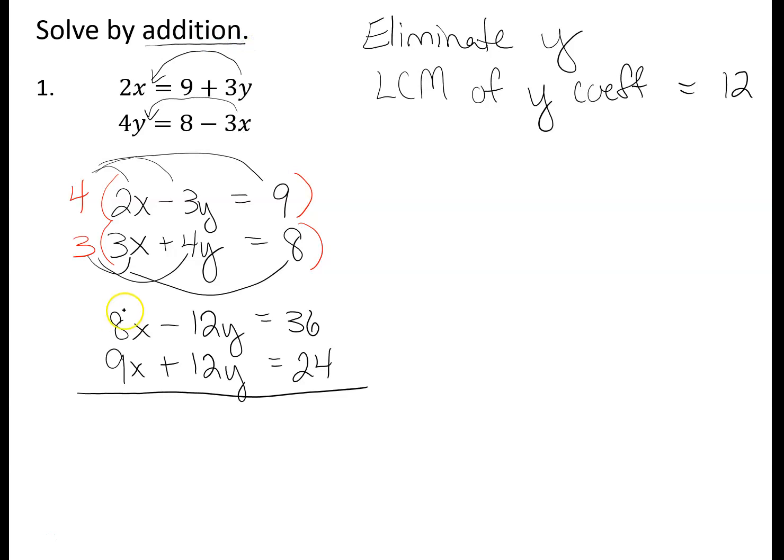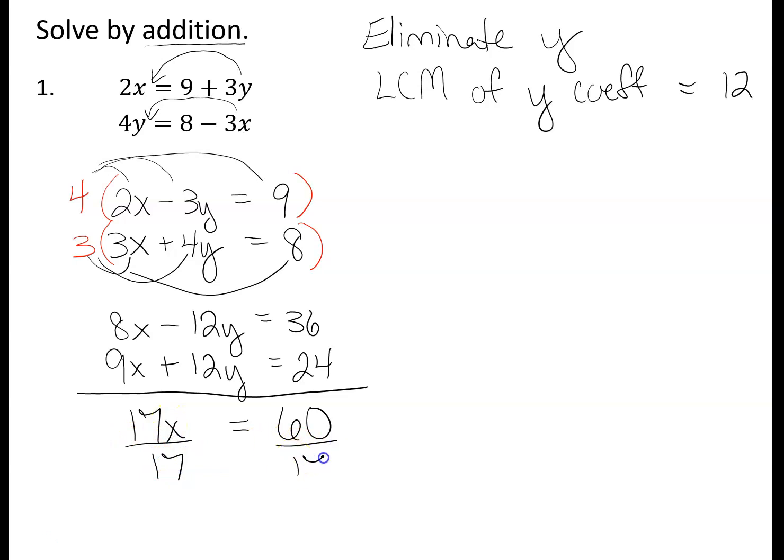So if we add, we're going to get 17x, 0y, so you don't have to write anything here. Now, if I didn't have the 17x, I would need to write the 0. However, 17x plus 0 is still 17x. And then we add on the right side, we are going to get 60. So we have an equation that has one variable in it. Now we can solve for that variable.